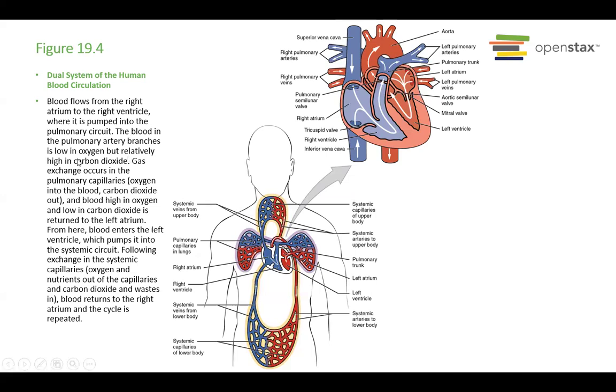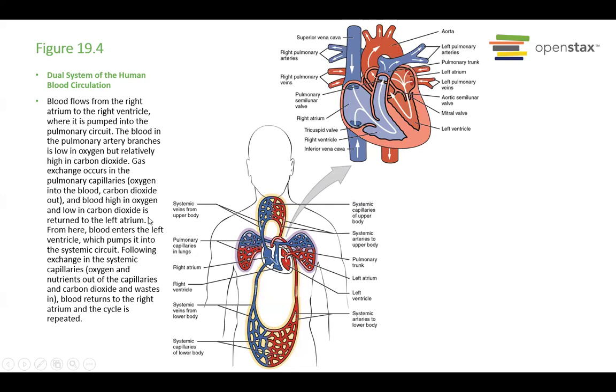Okay, so the blood in the pulmonary artery branches is low in oxygen but relatively high in carbon dioxide. Gas exchange occurs in the lungs, so you gain oxygen in the blood and carbon dioxide is removed. And the blood, now high in oxygen and low in carbon dioxide, is returned to the left atrium.